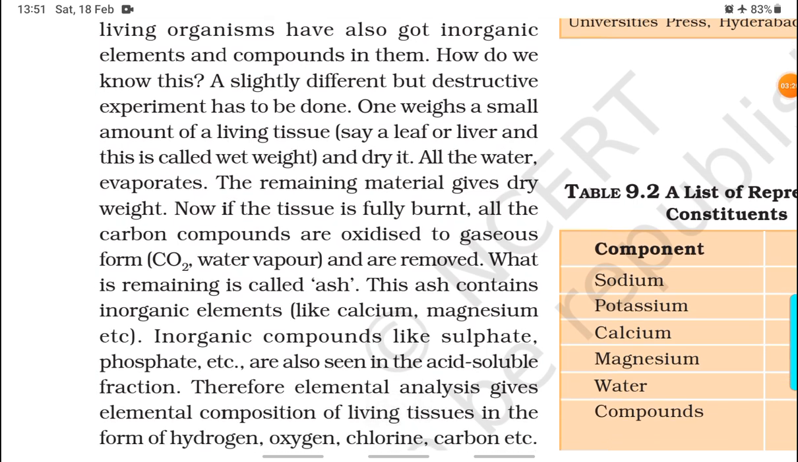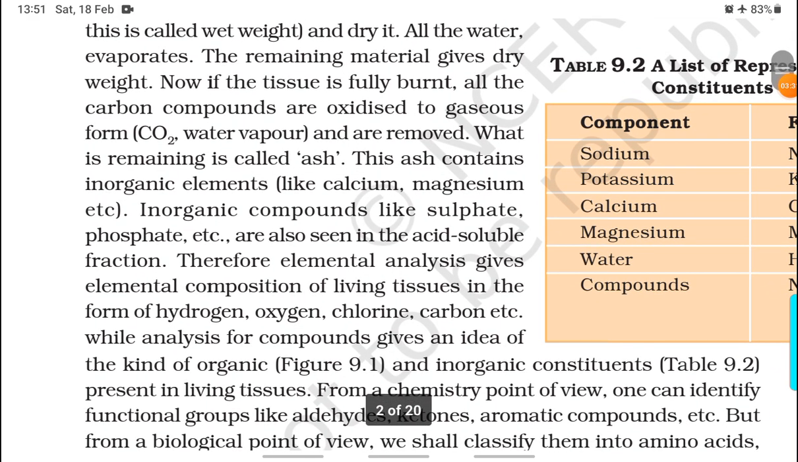Now, if the tissue is fully burnt, all the carbon compounds are oxidized to gaseous form. Carbon dioxide, water vapor, and others are removed. What is remaining is called ash. The ash contains inorganic elements like calcium, magnesium, etc. Inorganic compounds like sulfate, phosphate, etc. are also seen in the acid soluble fraction.